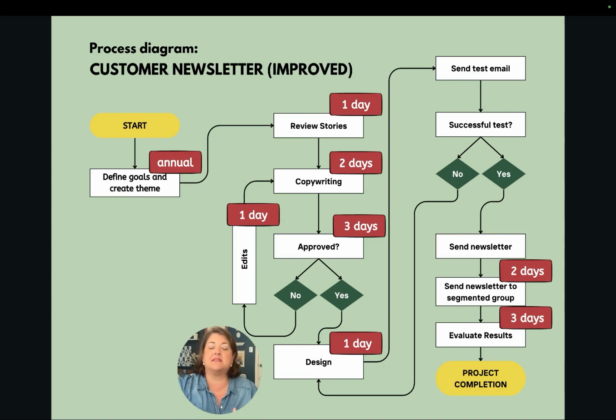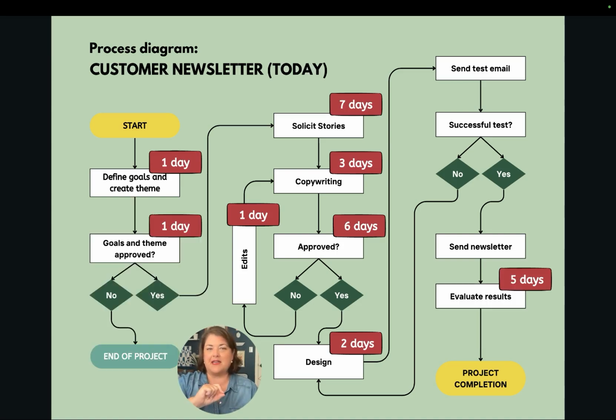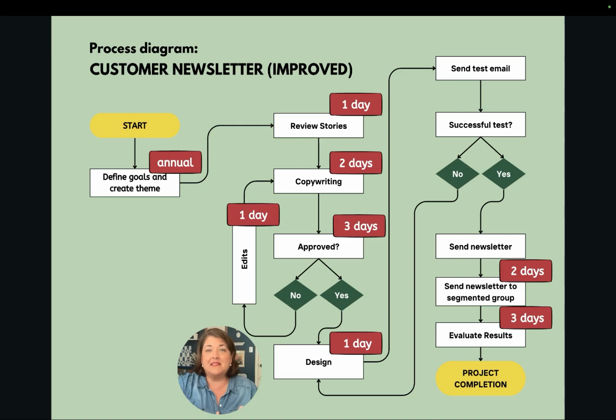Then this is where I'm saying you can improve it. So jump back real quick to where I had, hey, you're going to define goals and create a theme every month, and then those goals and themes are going to be approved. What I'm saying is this should be part of your annual strategic plan in marketing. So you're going to define the goals and create the theme one time.